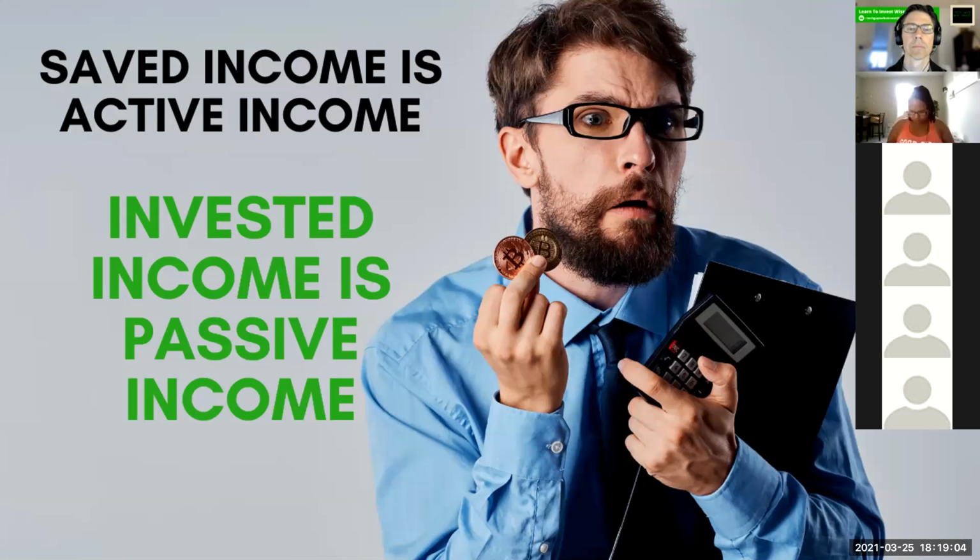But let's talk about how saved income is active income, right? The only way you are making that saved income is by working. And I don't know about you, but I don't work 24 hours a day. I would not want to do that at all, and I don't want to work for the rest of my life. But if all you're doing is saving, that means you have to continuously work to accumulate that nest egg. You need to be working.